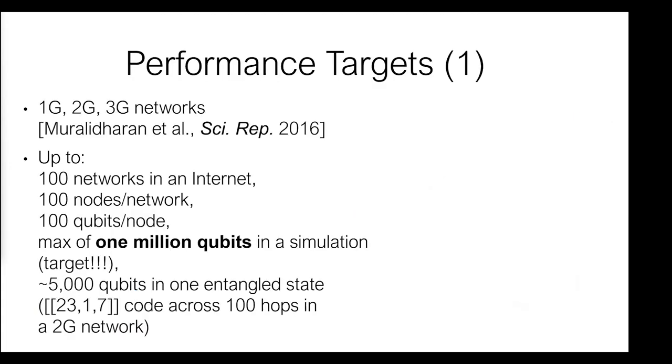The performance target for the simulator is to implement all three generations of the quantum repeater networks, and have up to 100 networks, 100 nodes per network and 100 qubits per node. So it will give you more or less 1 million qubits in one simulation engine. So it is a lot. It also comes with a penalty, depending on the memory which is required. I will just briefly go through this later.